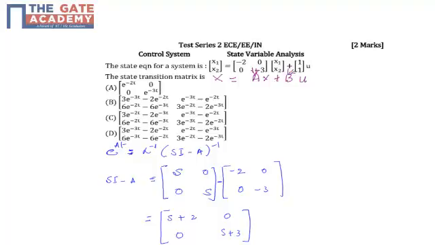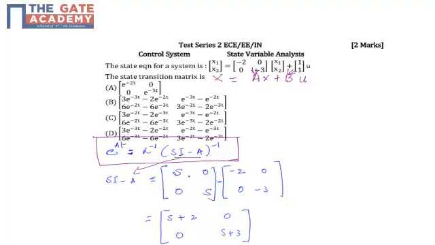So in order to find the state transition matrix, we have the formula e to the power of At, because the given options are in the powers of e. So that is equal to Laplace inverse of (sI minus A) whole inverse. So first we'll have to find out sI minus A.